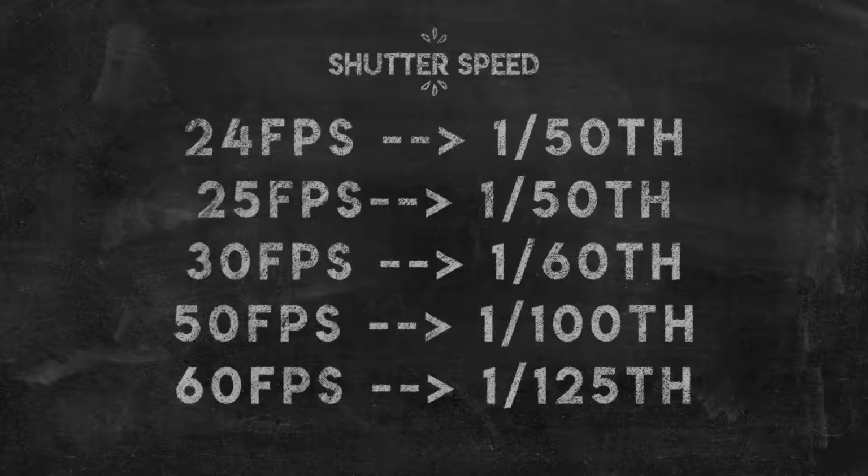For 30 FPS, use 1/60th of a second. For 50 FPS, use 1/100th of a second. And for 60 FPS, you double it, you get 120. But since you don't have 120, use 1/125th of a second as the shutter speed. Remember, if you don't use the correct shutter speed for the correct FPS, then your videos won't look smooth and will look choppy. So make sure you decide what FPS you want and adjust the shutter speed accordingly.